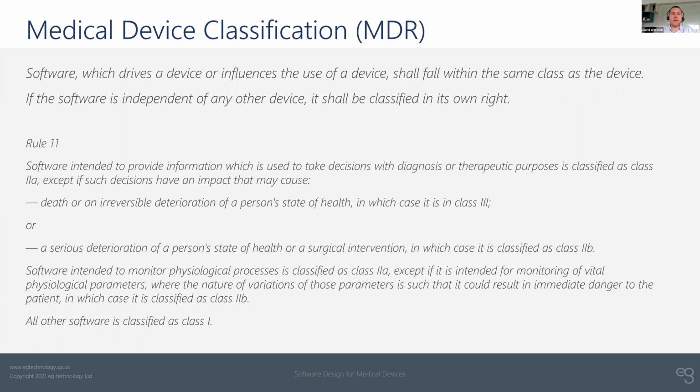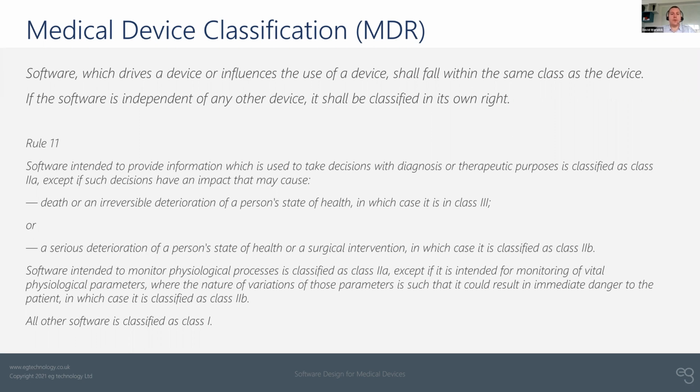But there's also a rule 11 which covers software specifically, and again it's talking about the relative risk in the software. So software that's designed to take decisions with diagnostic or therapeutic purposes is class 2A, except if it's likely to lead to death or a serious deterioration in health, it's class 3. Sorry, death would be a class 3. Serious deterioration in health would be a class 2B.